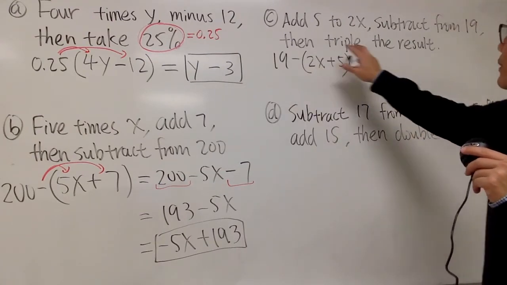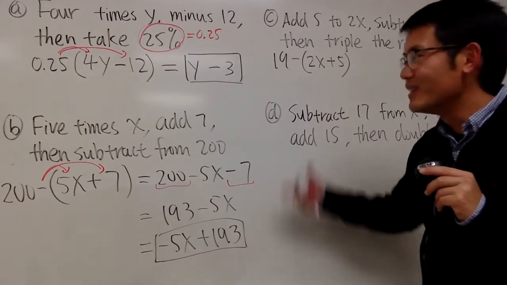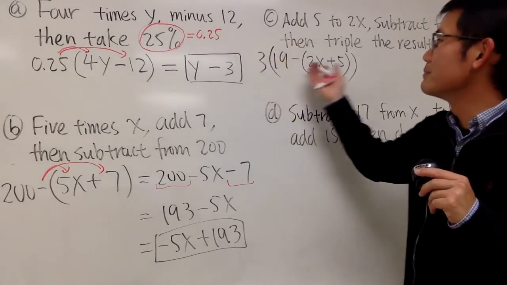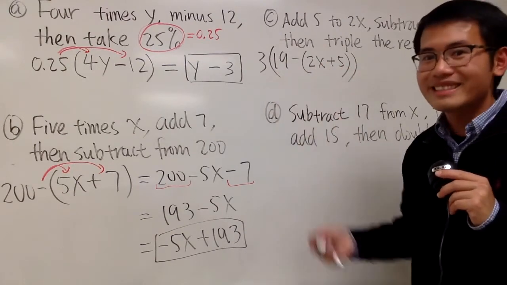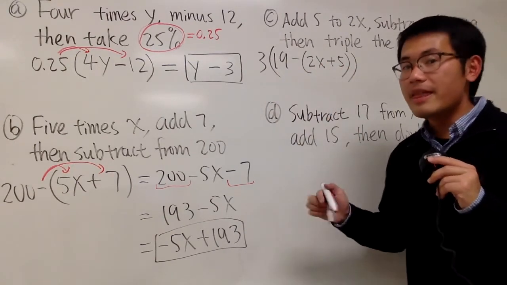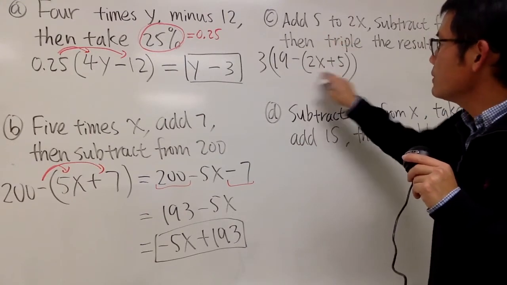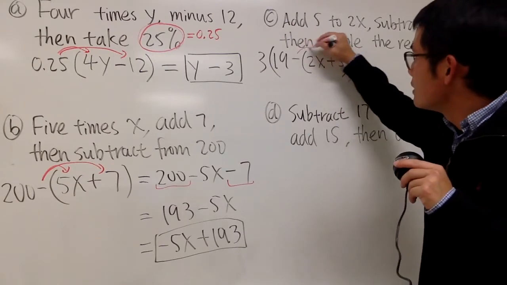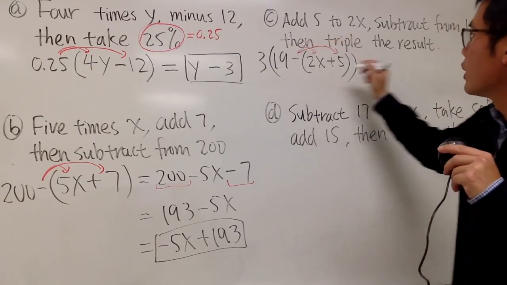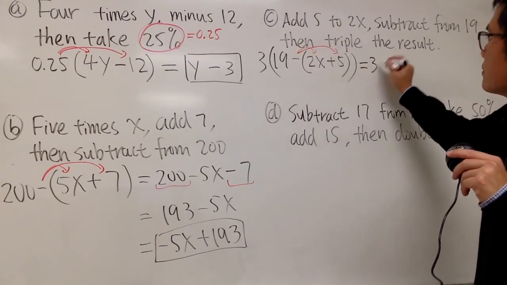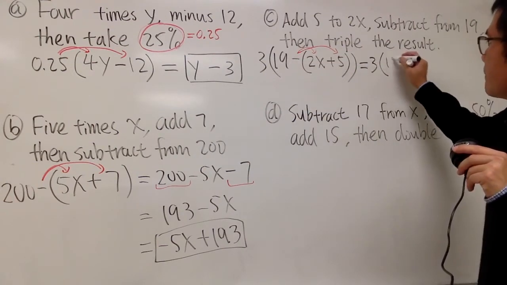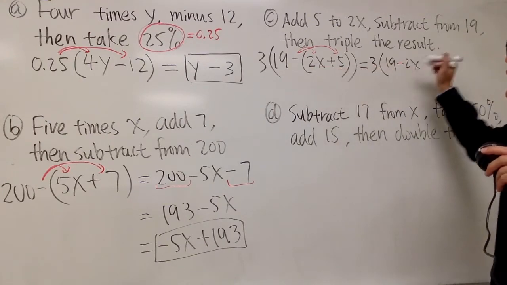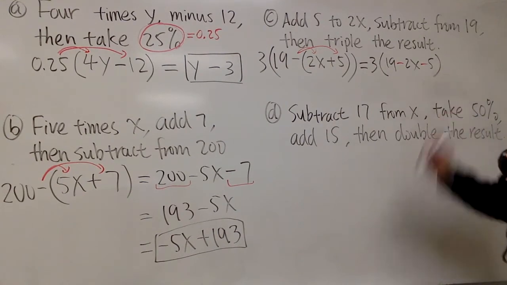And finally, it says we have to triple the result. So we will have to put this in another parentheses, and then we have to multiply this by 3. Triple the result like this. So this right here is a setup. And then go ahead and work this inside out. I have a negative in front of this inside parentheses. So let's go ahead and distribute. So we get 3 parentheses. This is 19 minus 2x, and then minus 5 right here because you have to distribute that.